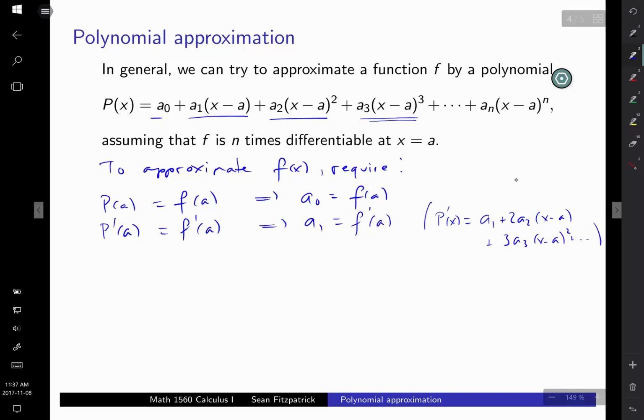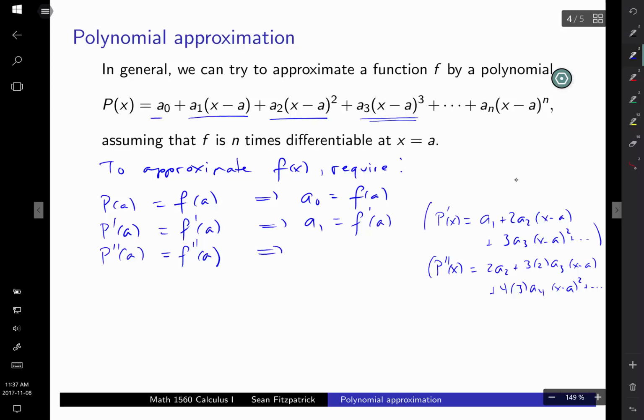Right. So when we move to the second derivative, we want p double prime to equal f double prime. When we calculate p double prime of x, we get 2a2 plus 3 times 2 times a3 times x minus a. The next one on the list would be 4 times 3 times a4 times x minus a squared, and so on.